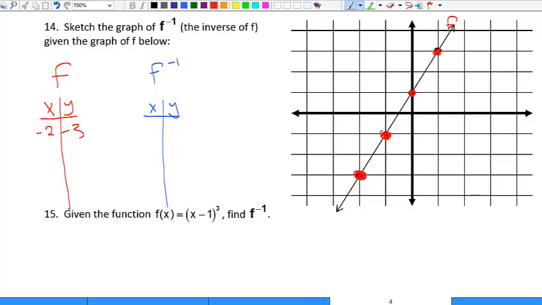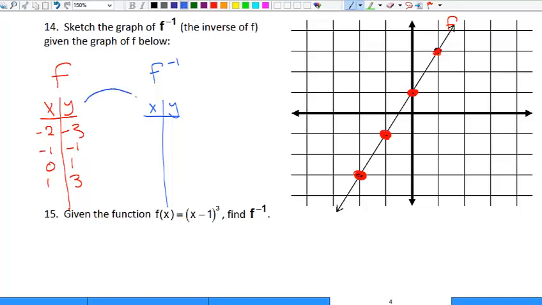The next one, (-1, -1). And the next one on the y-axis looks like (0, 1). And then the next one after that, the last one, is (1, 3), it looks like. Okay, so these are the points for my function f, but I don't want those points, I want the inverse.